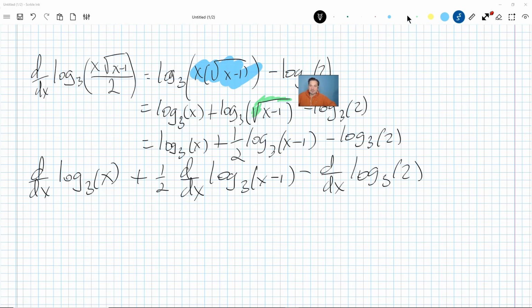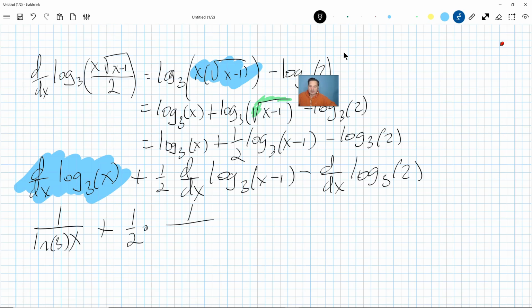Now for this first part over here, take a look specifically at this part right here in blue, I can just write the following. It's 1 over the ln of the base times the x, and that is that part done. For the next part, I can say 1/2 times 1 over ln of the base, which is ln of 3, times whatever x minus 1 is, and then times the derivative of the x minus 1, but that's just 1.